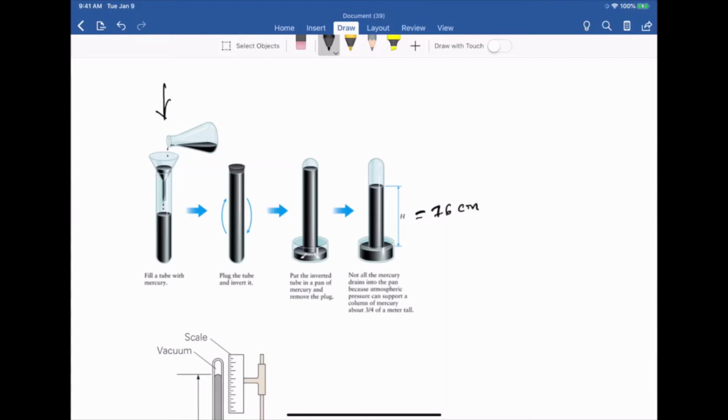Now, why does the mercury stop flowing out once its height is 76 centimeters? Let's try to understand that. So let me draw this vat of mercury over here. Let's draw this tube.